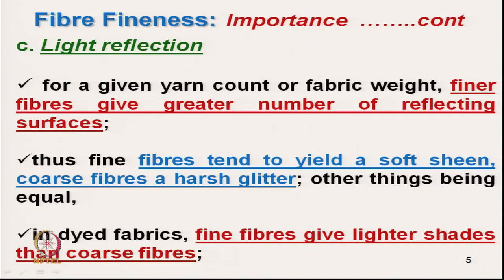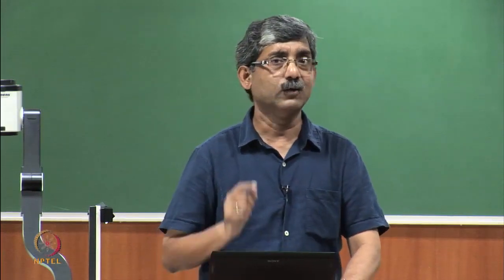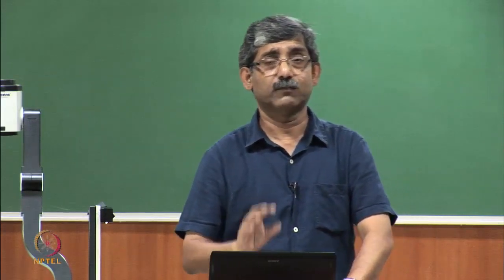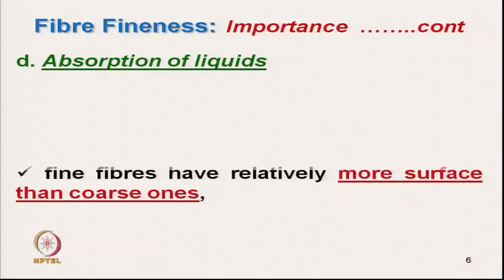So, in the dyed fabric, finer fibers give a lighter shade than coarser fiber, because the depth of shade, the amount of dye uptake, is higher in case of coarser fiber. Okay. So, depending on our requirement of depth of shade, we may select finer or coarser fiber. If we need higher depth, we can go for a little bit coarser fiber. So, that is why it is very important to measure the fiber diameter.